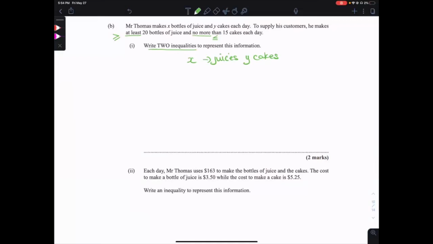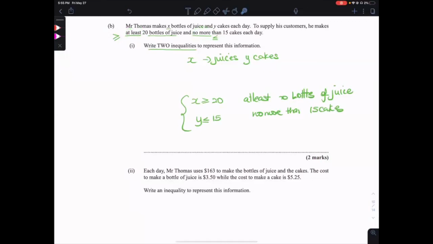So he makes at least 20 bottles of juice. So he can make either 20 bottles or more than 20 bottles of juice. So that is the first inequality. He can make no more than 15 cakes. No more than is less than or equal to 15. So these are the two inequalities. And you see these two phrases? Write them down and write down the symbol.